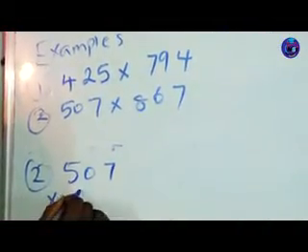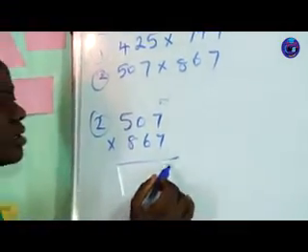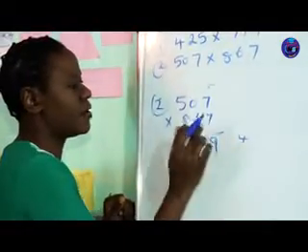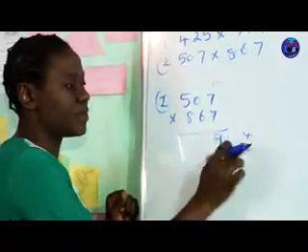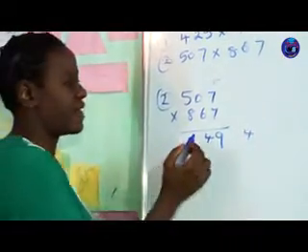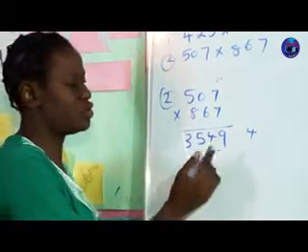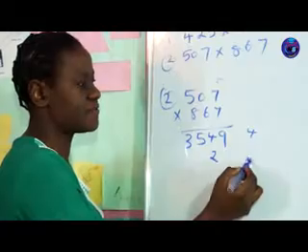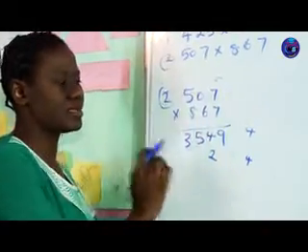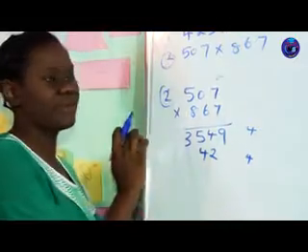507 times 867. 7 times 7, 49. Write down 9 and lift 4. 7 times 0, 0 plus 4, 4. 7 times 5, 35. 6 times 7, 42. Write down 2 and lift 4. 6 times 0, 0 plus 4, 4. 6 times 5, 30.